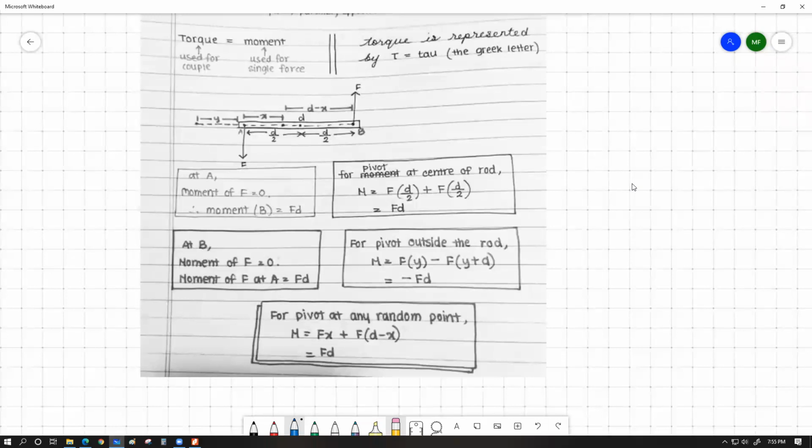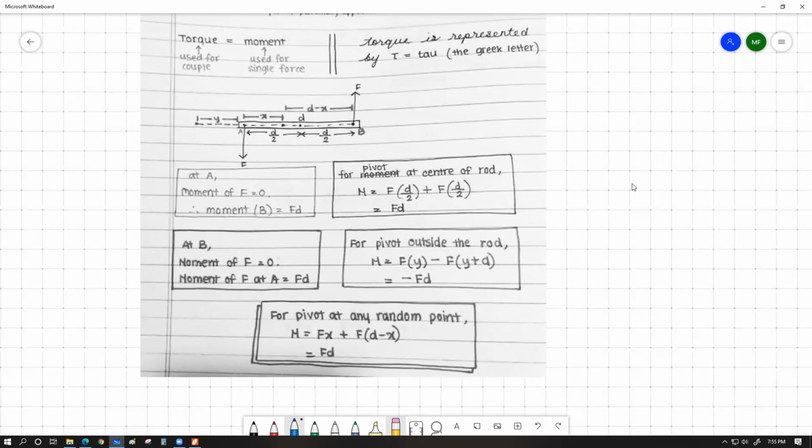What I want you to see over here is an object, a rectangular bar, let's say, which is AB. On this object, two forces are working: one at point A working downwards, and another at point B working upwards. They're equal, parallel, and working at a far distance from each other. They're opposite in direction, so they're producing a couple.